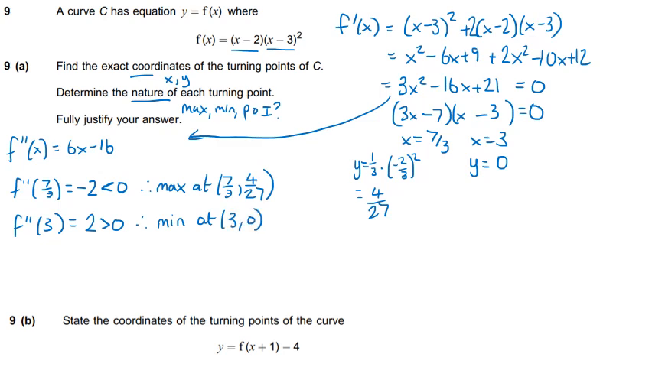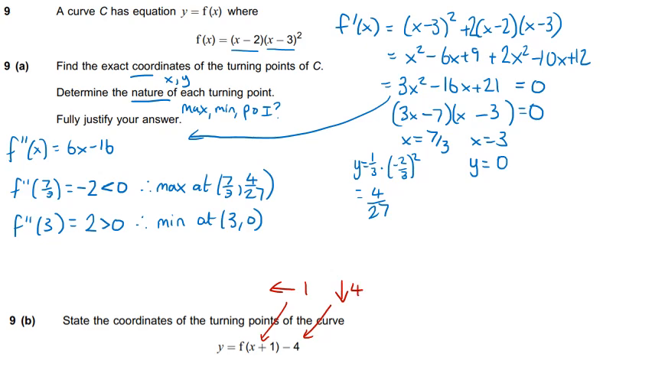So there we are. State the coordinates of the turning points of the curve y equals f of (x plus 1) minus 4. So just need to apply some knowledge of transformations now. I know that if I add 1 to an argument, then that has the effect of moving everything to the left by 1. And then a minus 4 outside of the function, that moves everything down by 4.